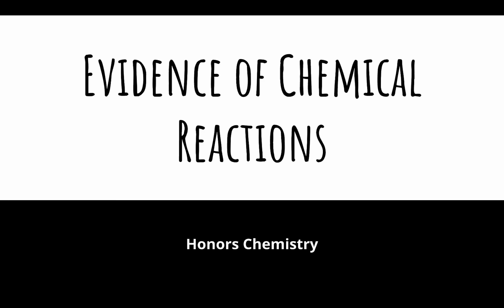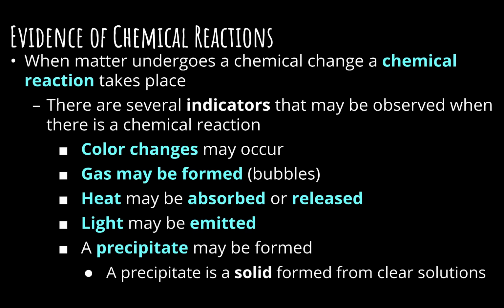So we're going to start by looking at what is a chemical reaction and how do we know if a chemical reaction has taken place. When matter undergoes a chemical change, a chemical reaction takes place. That means new substances are formed as the result of a chemical reaction. When you have a chemical reaction, sometimes you are able to see indicators that you can observe that let you know that a chemical reaction has taken place.